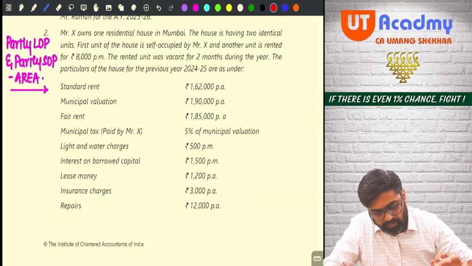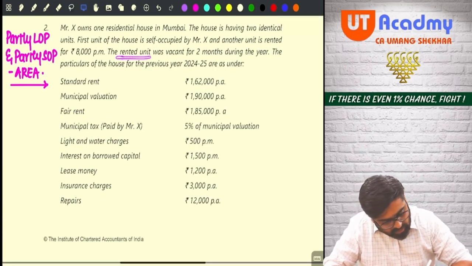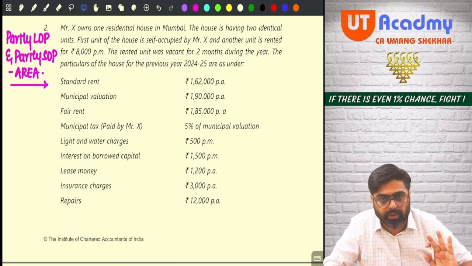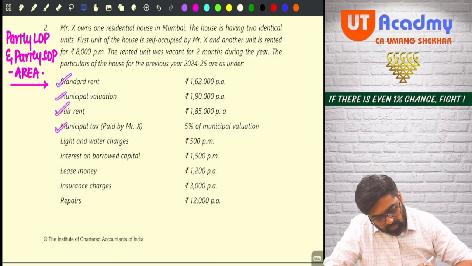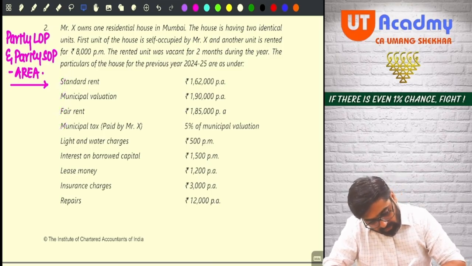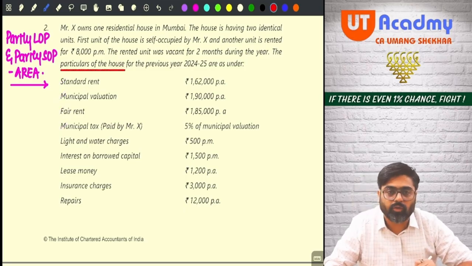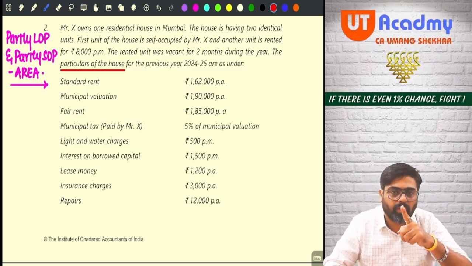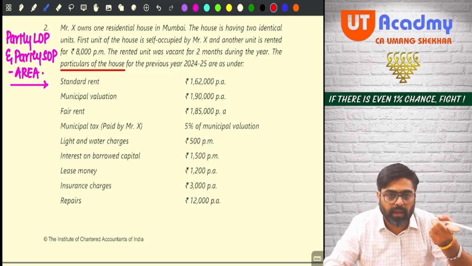Next one. Now what they are saying? The rented unit was vacant for 2 months, so there is a 2 months vacancy in the let out property. The particulars of the house are given: standard rent, municipal value, fair rent, municipal tax. This is the particulars of the house, meaning that for the entire house these details are given. So I will have to divide these details into half. Half for SOP, half for LOP.